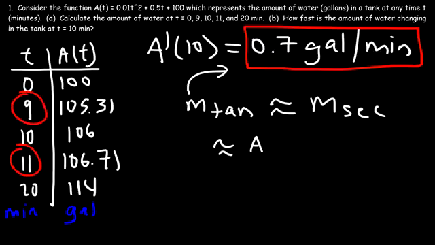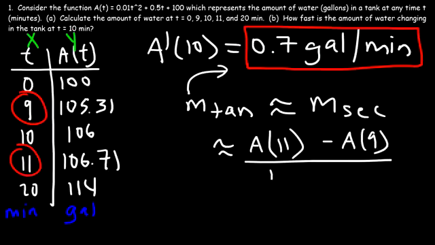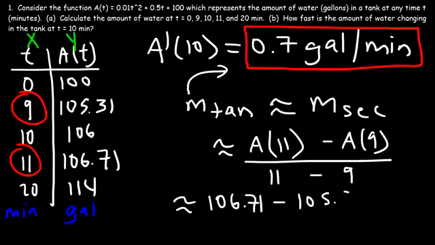So remember, to calculate the slope, which is associated with derivatives, you need to divide the y values by the x values. So t would be along the x-axis, a of t would be along the y-axis. So a of 11 is a y value, and the same is true for a of 9. 11 and 9, those are x values, or t values. So at 11, it's 106.71, and at 9, it's 105.31.